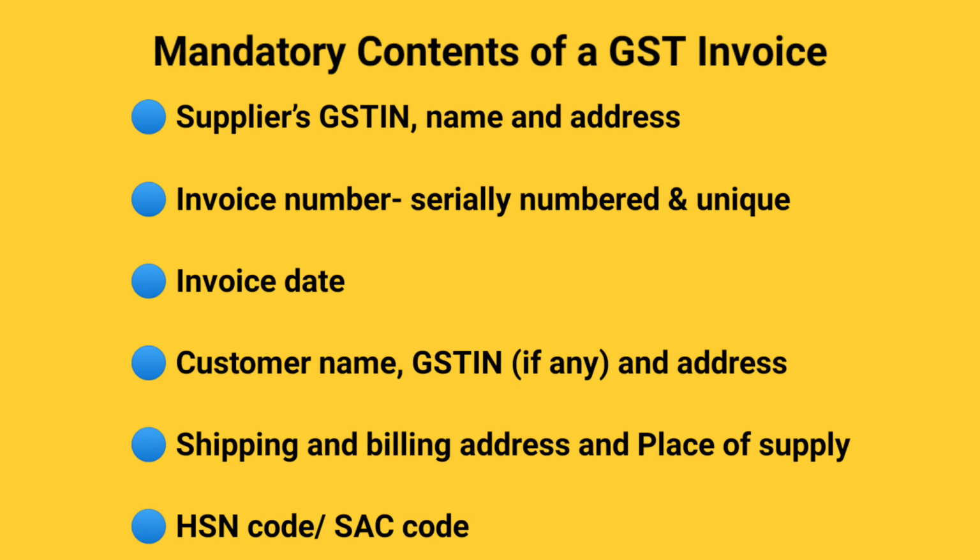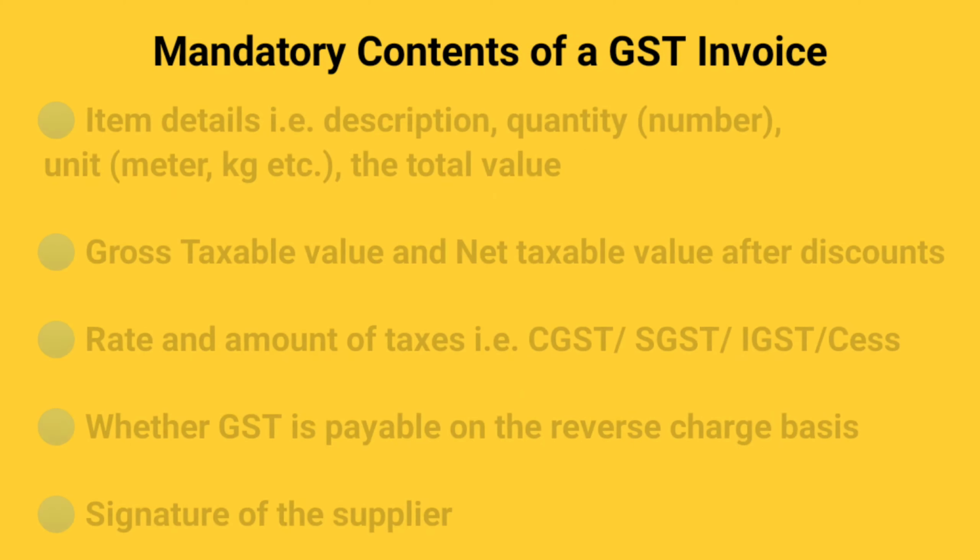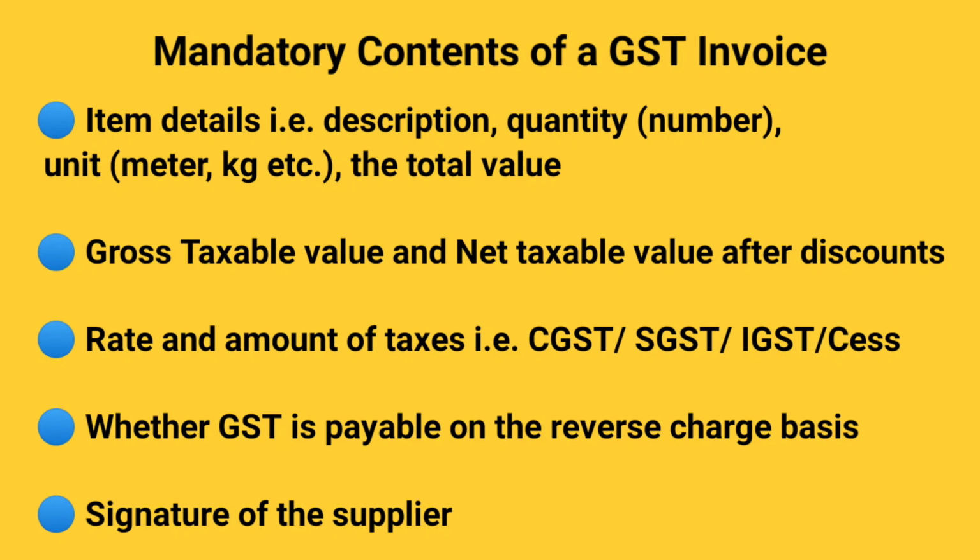Invoice date, customer name, GSTIN if registered, and address, shipping and billing address, place of supply, HSN code or SAC code, item details that is description, quantity, the total value, then gross taxable value and the net taxable value after discounts, rate and amount of taxes that is CGST, SGST, IGST or cess, whether GST is payable on reverse charge basis, signature of the supplier.